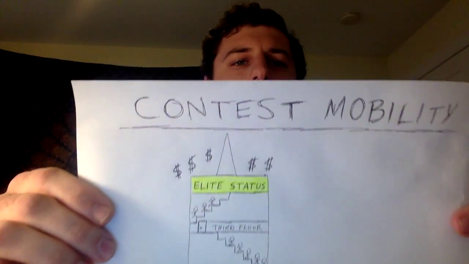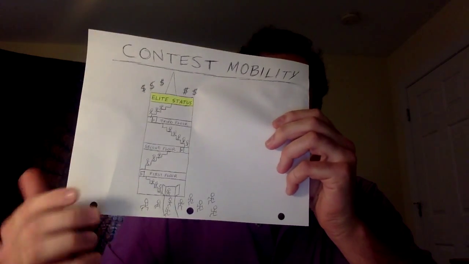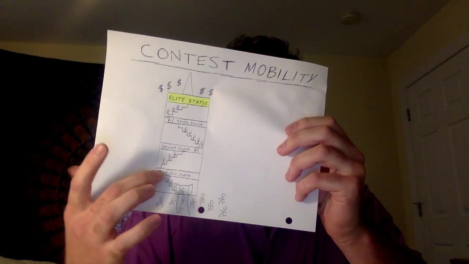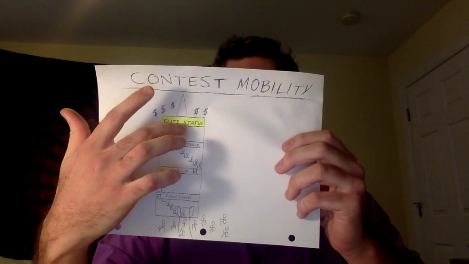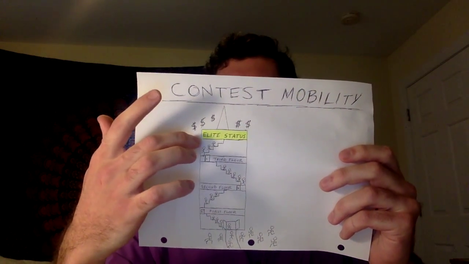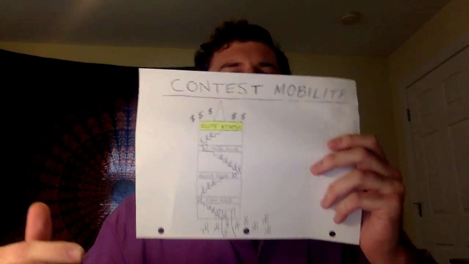This is contest mobility, in which case we can see there are many individuals running up the stairs to reach the elite status because they will get there off their own efforts, and the ones that work the hardest will achieve elite status. So in theory, everyone has an equal shot, but that's never the actual case.